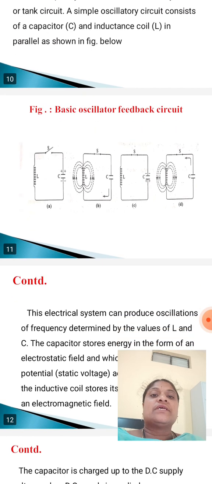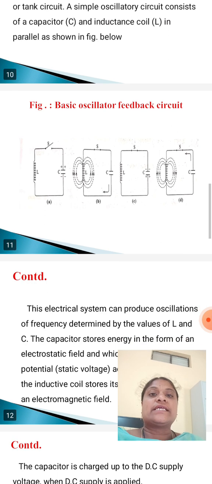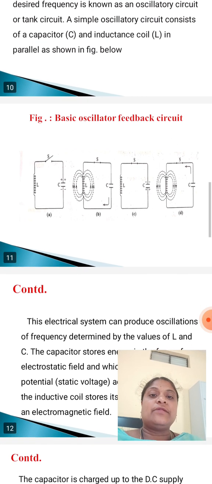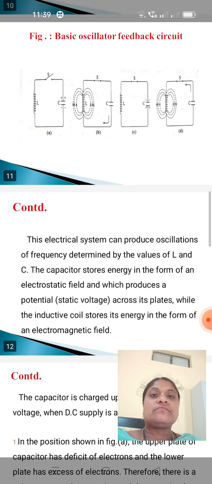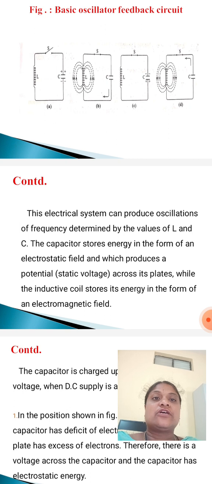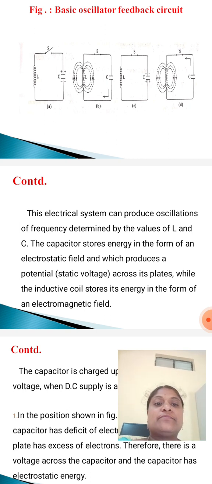See this figure. This is a figure of a basic oscillator feedback circuit. It is a simple oscillatory circuit. It consists of a capacitor C and an inductance coil L in parallel. Observe this basic oscillator feedback circuit. This electrical system can produce oscillations of a certain frequency.